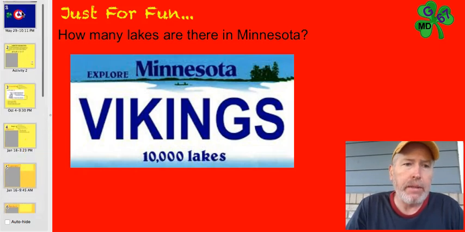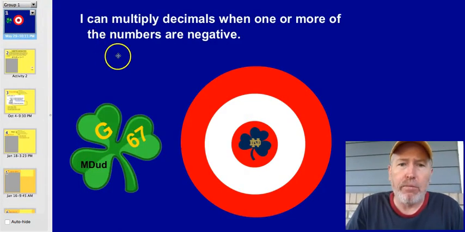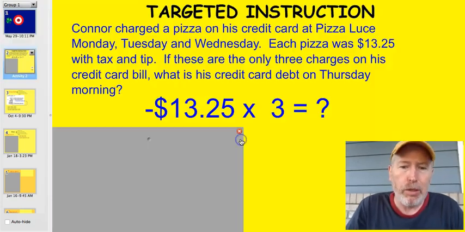All right. Officially tonight, our target is: I can multiply decimals when one or more of the numbers are negative. Let's do this thing.